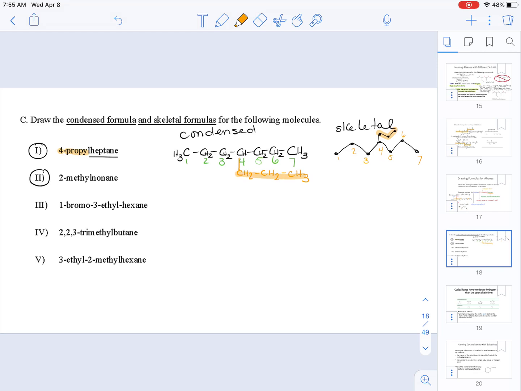Then I'm going to do 2-methyl-nonane. I'm going to do it right here below. Nonane tells me that I have 9 carbons in a row. 1, 2, 3, 4, 5, 6, 7, 8, 9. I'm going to number them. 1, 2, 3, 4, 5, 6, 7, 8, 9. That's my nonane. Then I know that on position 2, I have a methyl.